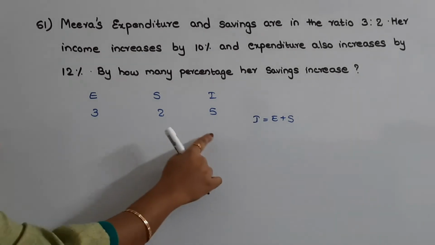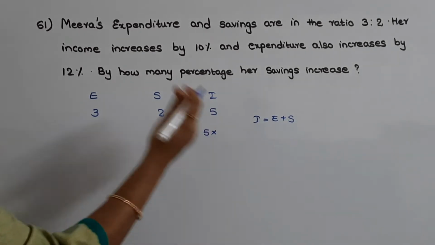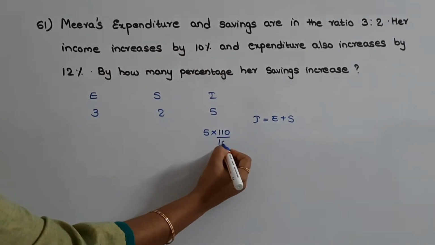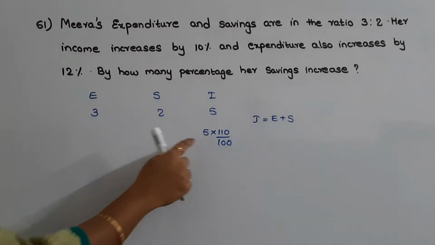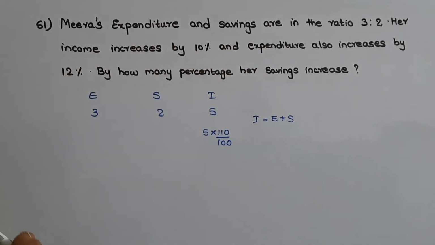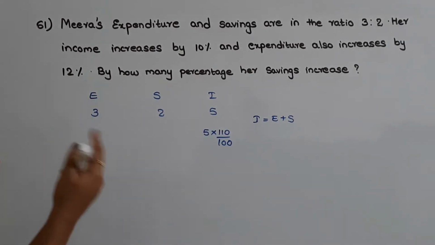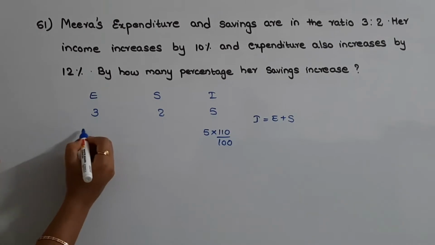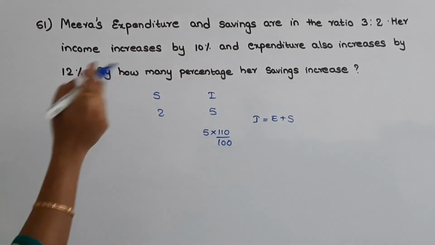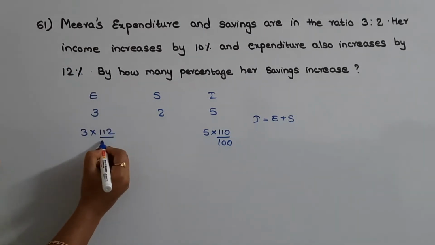Now in the question, they are telling that income increases by 10%. Then what will be the new income? New income will be equal to 5 into 100 plus 10, that is 110 divided by 100. So this will be the new income. Then they are telling that expenditure is also increasing by 12%. So if the expenditure was 3, what will be the new expenditure? That will be equal to 3 into 100 plus 12. Since it is increasing, we need to do 100 plus 12, that is 112 by 100.